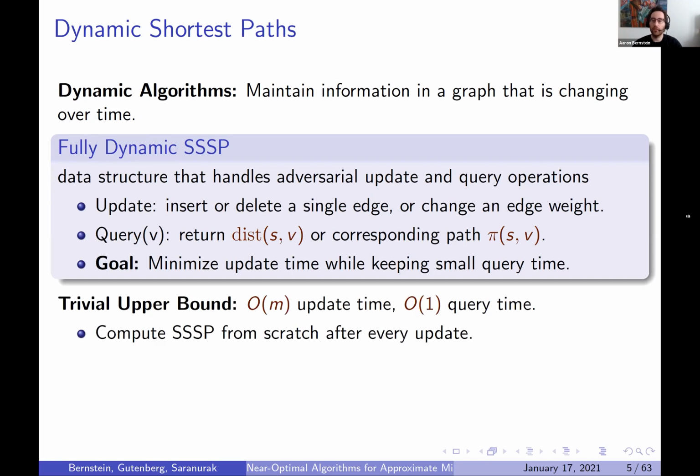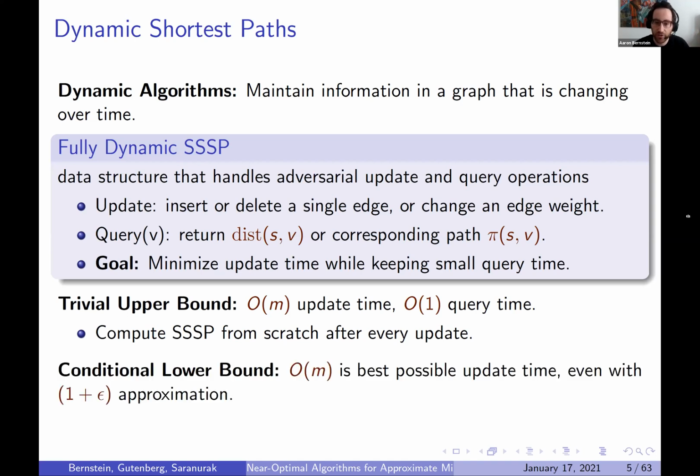So let's think about the trivial algorithm for this problem. Whenever an edge changes, you could just recompute shortest paths from scratch from the source using your linear time algorithm. So this would be order m update time. But we would like to do better because you're only changing one edge at a time. You shouldn't have to recompute things from scratch. Unfortunately, for this most general case, there are conditional lower bounds showing you actually can't do better, even if you allow 1 plus epsilon approximation.